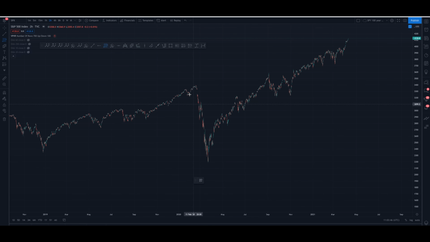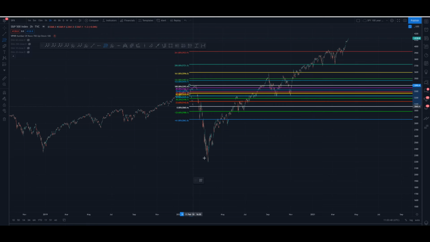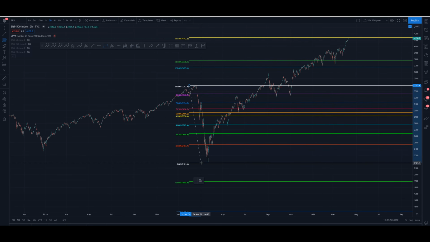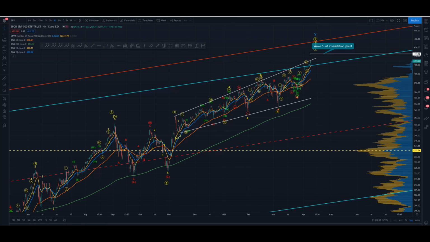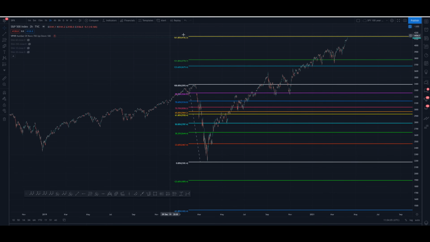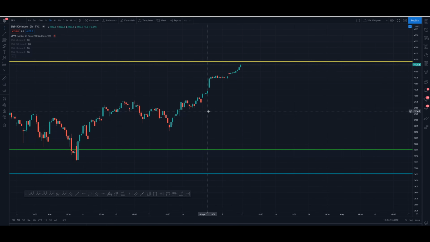So the first target we're going to do is drag down the fib retracement. Okay, so we can see that the high, which I'm calling in the S&P 500 on the Elliott wave count, let's just remind ourselves, it's up here, wave 5 invalidation point. Okay, we're within a few ticks of it. Happens to coincide with the 1.618. I mean, it's crazy how close it is. You know, it's just one of those things.